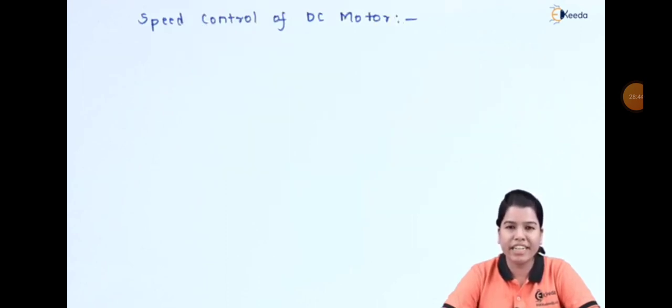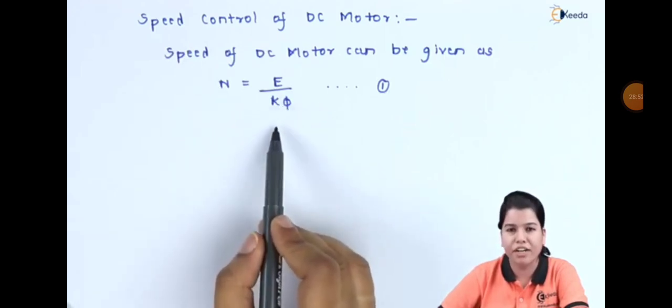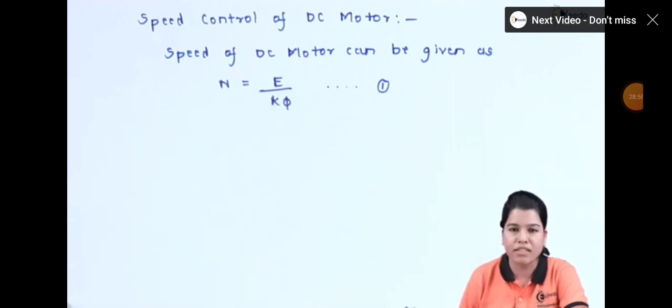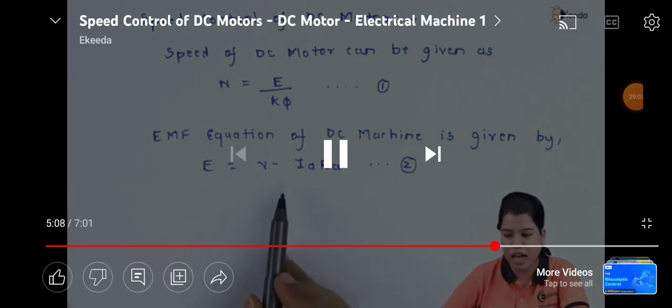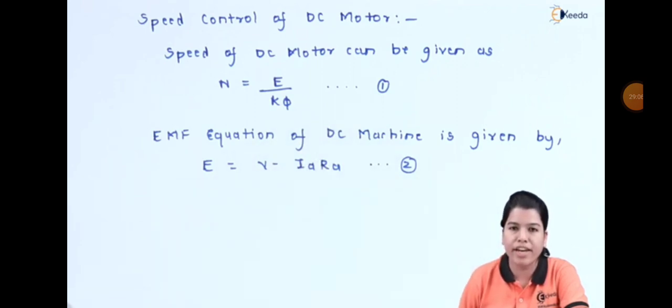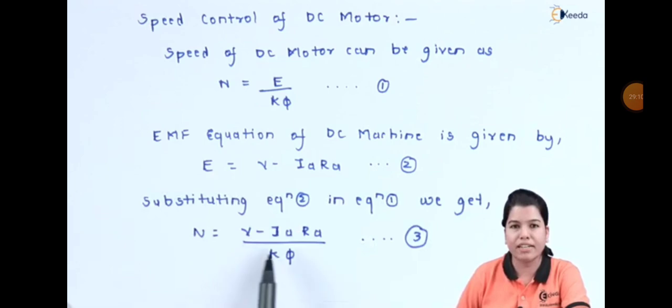As we have already derived the equation for speed previously, we can write N is equal to E divided by Kφ. But we know what is the equation for E. Hence, E is equal to V minus IaRa. Now, if we substitute equation 2 in equation 1, we can modify equation 1 as N is equal to V minus IaRa divided by Kφ.